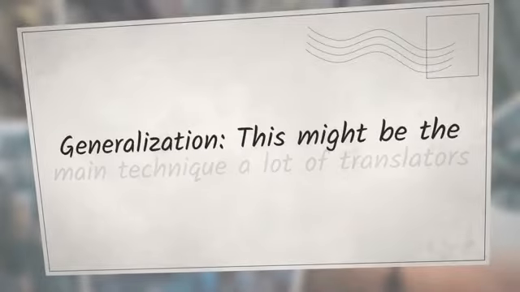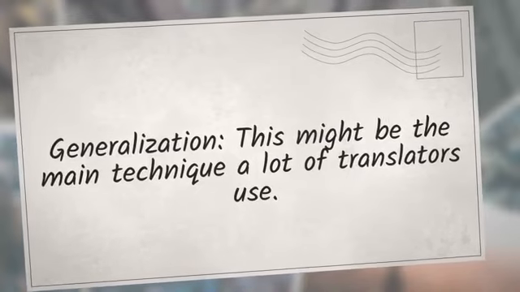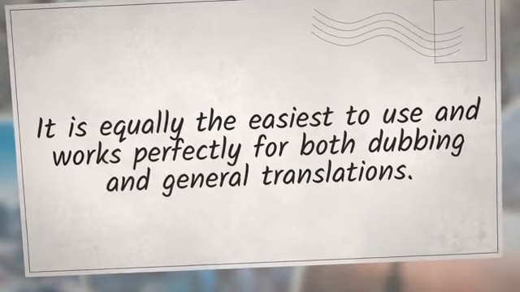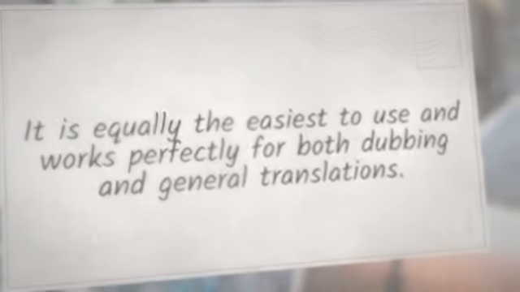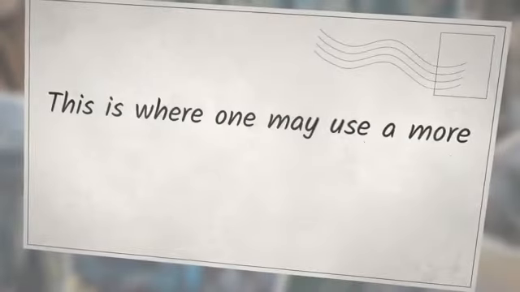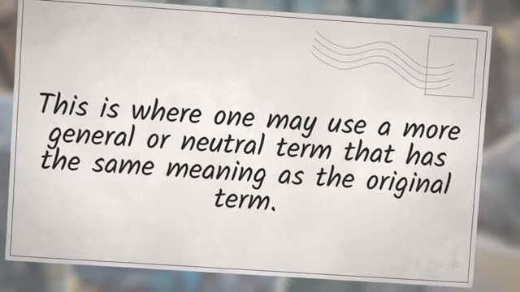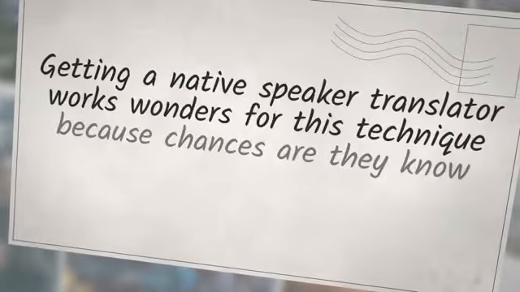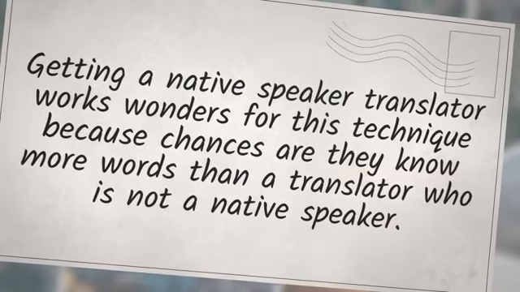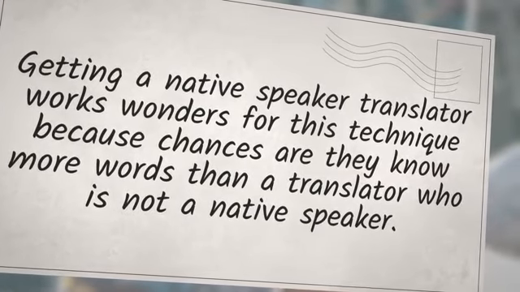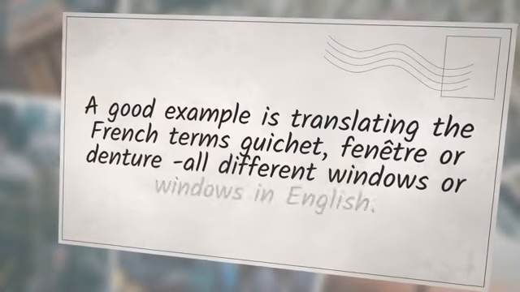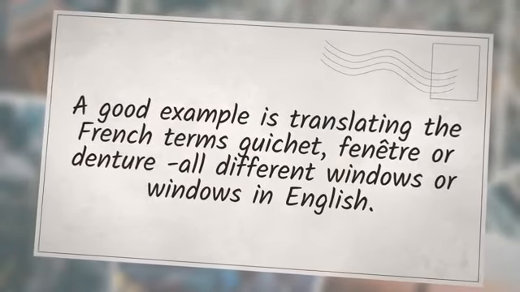Generalization. This might be the main technique a lot of translators use. It is equally the easiest to use and works perfectly for both dubbing and general translations. This is where one may use a more general or neutral term that has the same meaning as the original term. Getting a native speaker translator works wonders for this technique because chances are they know more words than a translator who is not a native speaker. A good example is translating the French terms guichet, fenêtre or devanture, all different windows, simply as windows in English.